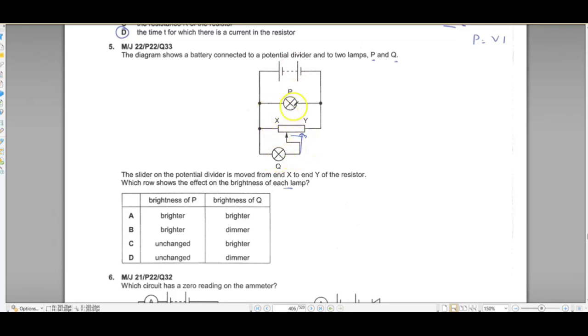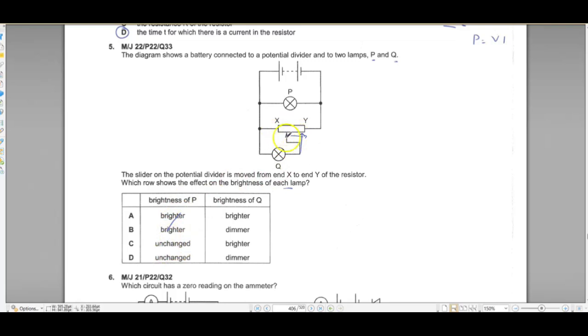Okay? So as these lamps are parallel to each other, the effect that there is on one lamp has nothing to do with the other lamp. So P is going to be unaffected by all of this. Okay? So it is going to be unchanged. The brightness of P is going to be unchanged.